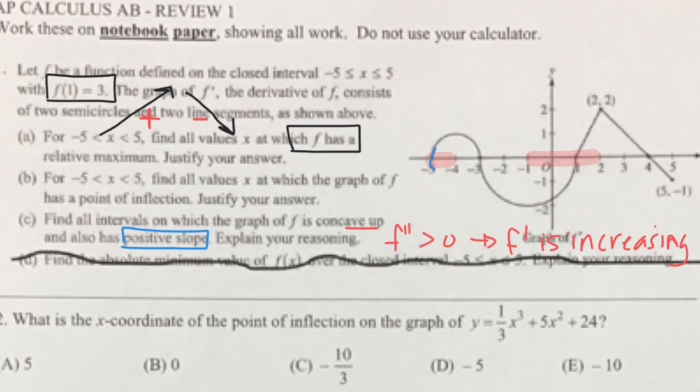Well, it's above the x-axis from -5 to -3, and it's above the x-axis from 1 to 4. So the answer is the places where these things overlap. So they overlap from -5 to -4, and they overlap from 1 to 2. So how would we write that in a complete sentence? Let's talk about that right now.